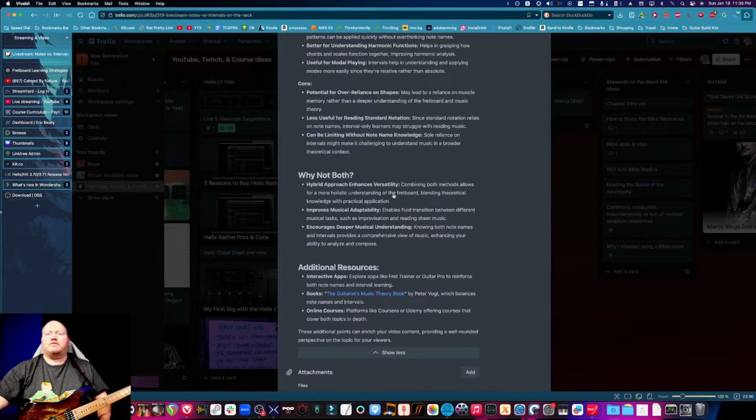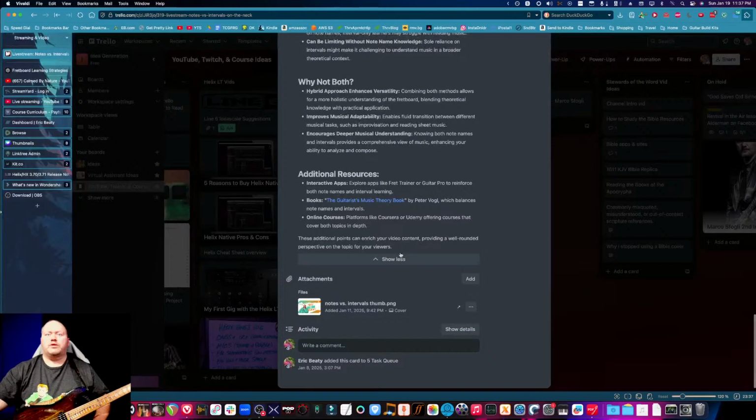It enhances versatility. Combining both methods allows for a more holistic understanding of the fretboard, blending theoretical knowledge with practical application. Using both improves musical adaptability, enables fluid transition between different musical tasks such as improvisation and reading sheet music. So it's good in that kind of double-edged sword thing. And it encourages deeper musical understanding. Knowing both note names and intervals provides a comprehensive view of music, enhancing your ability to analyze and compose.